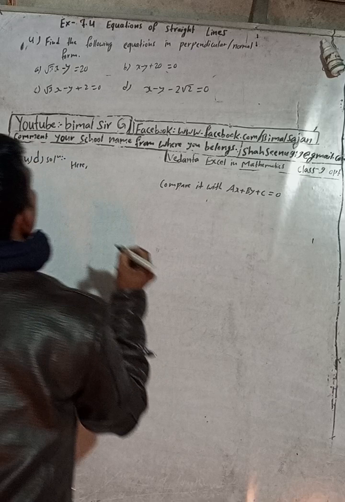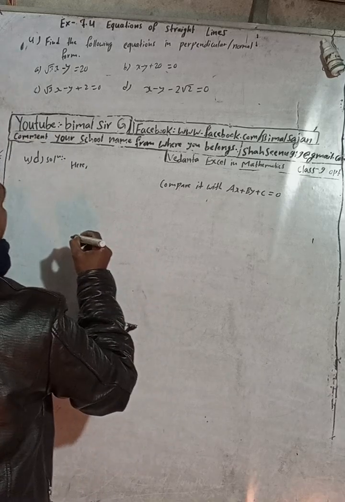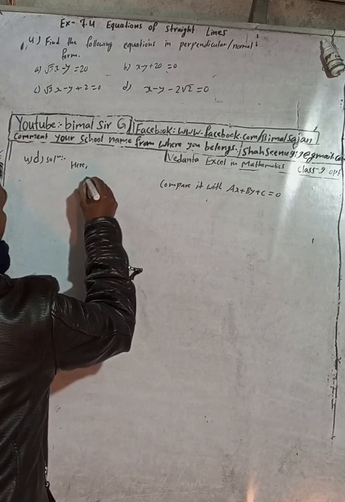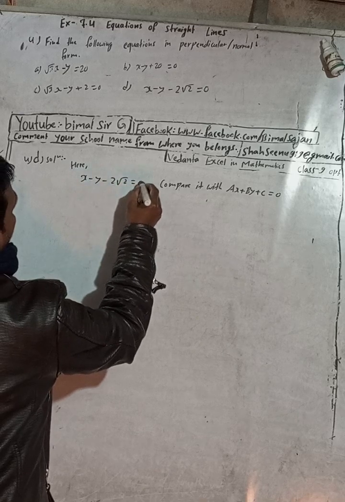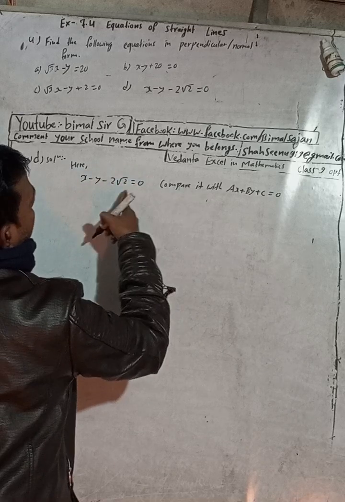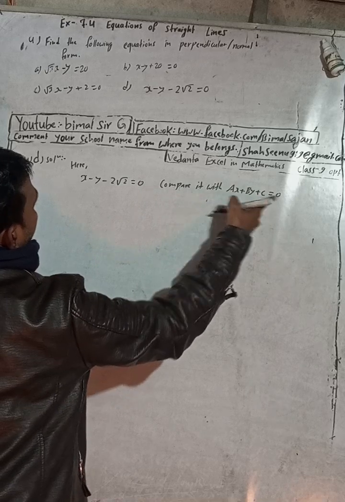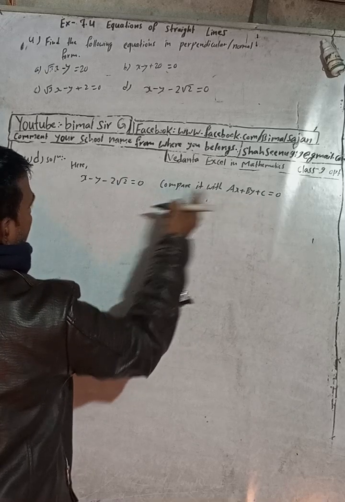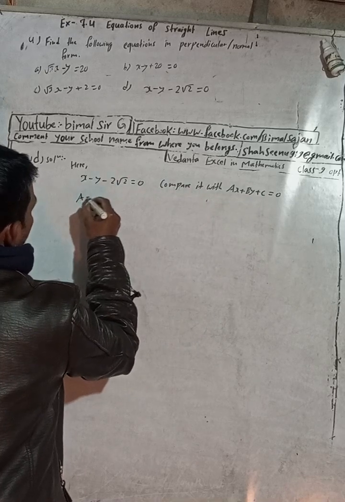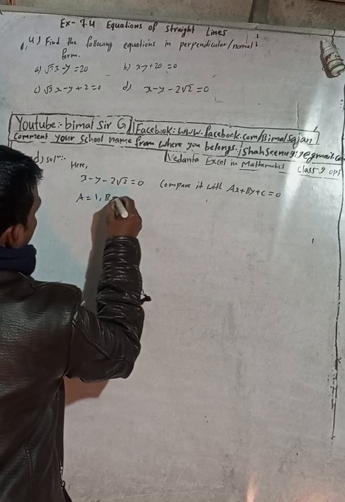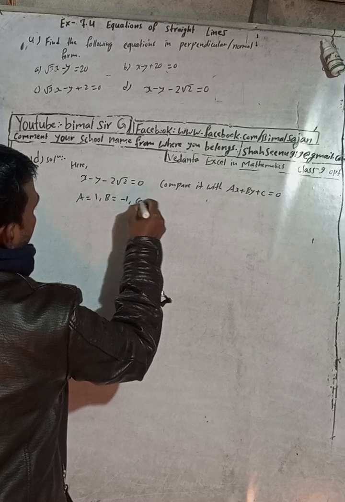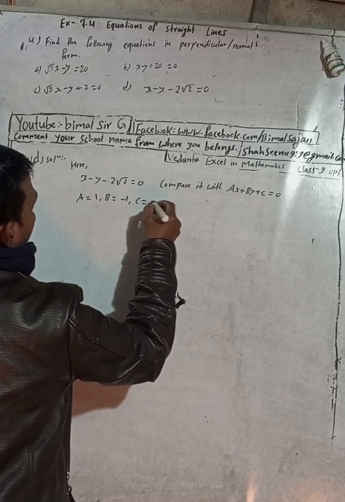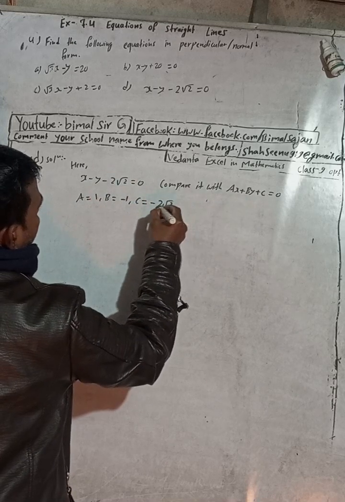Now D number. Okay, D number is here. x minus y minus 2 root 2 is equal to 0. Compare this equation with ax plus by plus c is equal to 0. So when you compare, a is equal to 1, and b is equal to, here is plus, here is minus, so minus 1. And c is equal to minus 2 root 2.